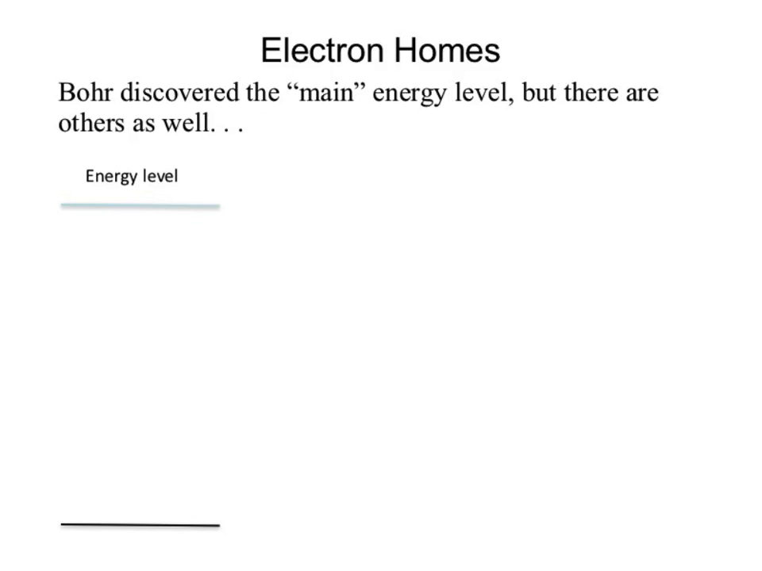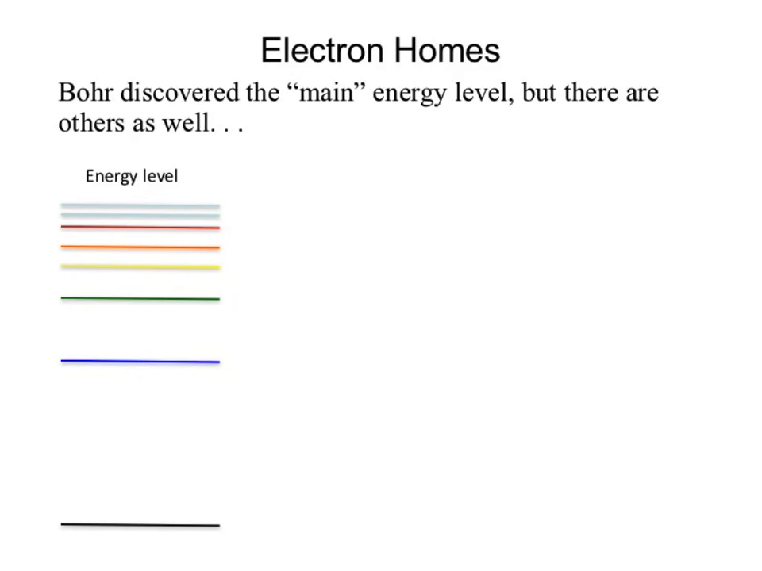Okay. So, let's move to electron homes, because this is the fun part. Okay. Sort of sarcastically. Bohr discovered these main energy levels, and we have others. So we end up with 7 potential energy spectrums. So I've got a whole bunch shown up here. I don't remember if I counted them. Well, let's count it out. Let's call the first one. What do we want to name the first one?